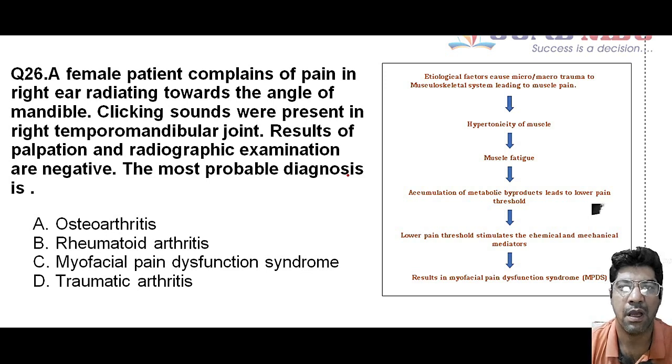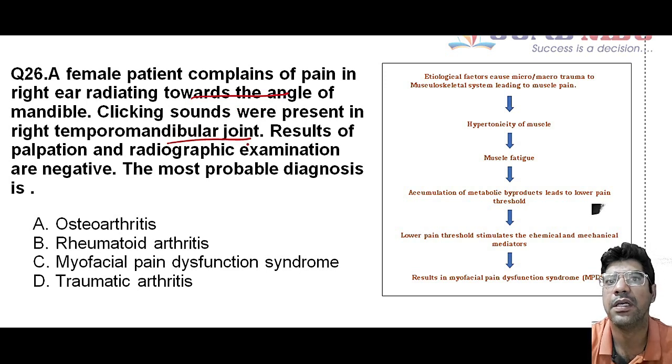So myofascial pain dysfunction syndrome, MPDS, is a condition that causes pain and dysfunction in the muscles that control jaw movement. It presents with ear pain, jaw pain, clicking and popping sounds in the TMJ, and referred pain to the ears and the surrounding structures.